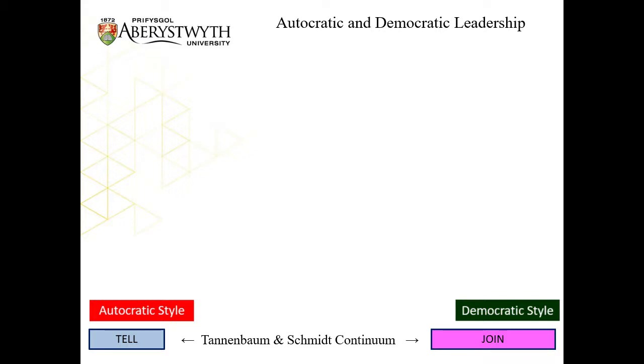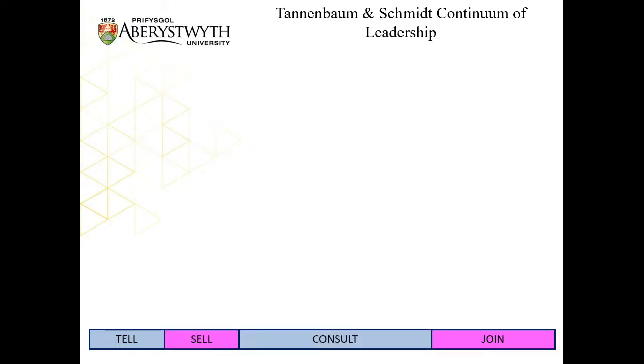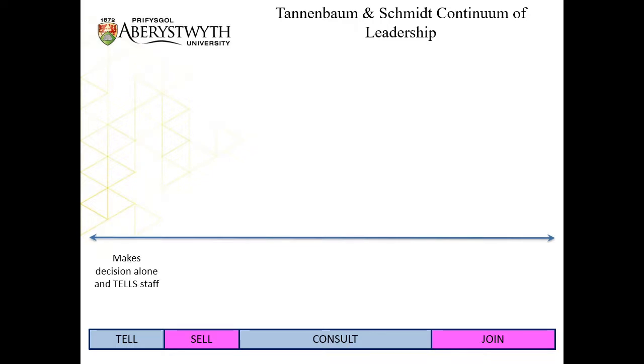And the Tanenbaum and Schmidt continuum connects these two extremes. It fills the gap with the idea of selling an idea or decision. On the way towards the democratic end, the idea of consulting. And we can divide this continuum into 7 relatively clear stages, although of course there will be grey areas even between those.